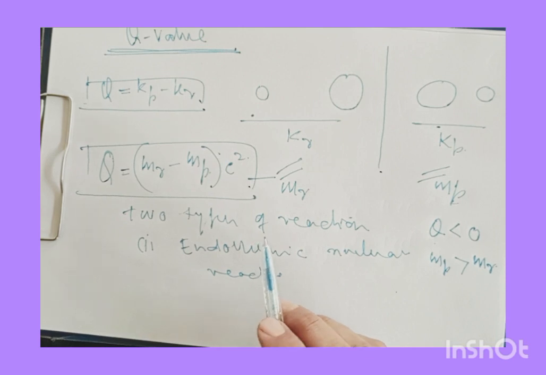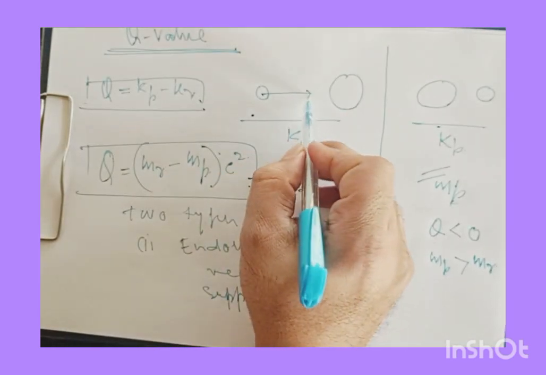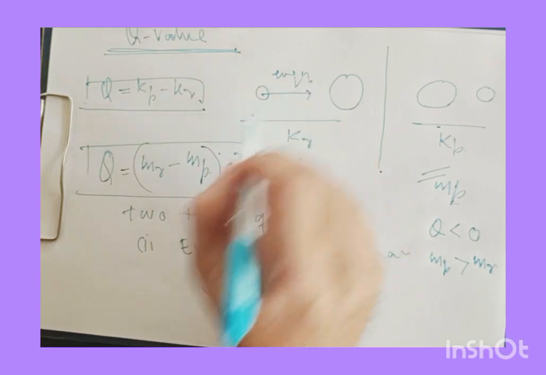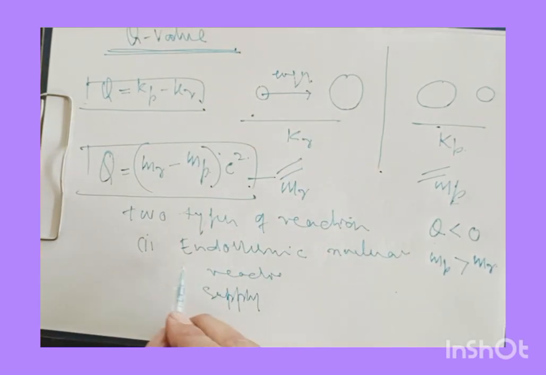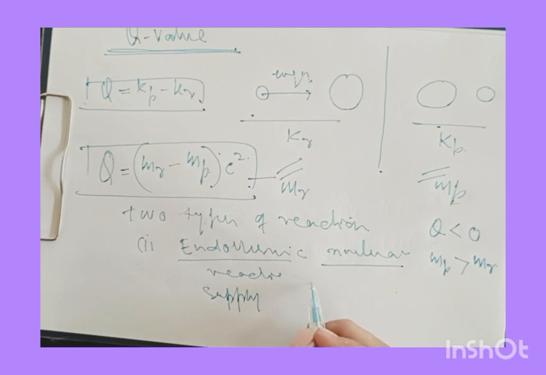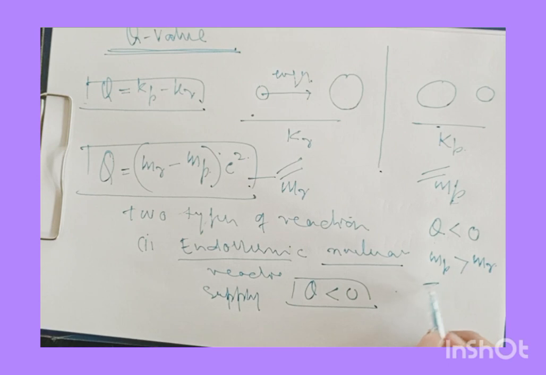And for an endothermic reaction to proceed, we have to supply the energy. So we have to supply the energy from outside in order to have an endothermic reaction. And what is the necessary condition? Q less than zero. And the mass of products should automatically be greater than the mass of reactants.